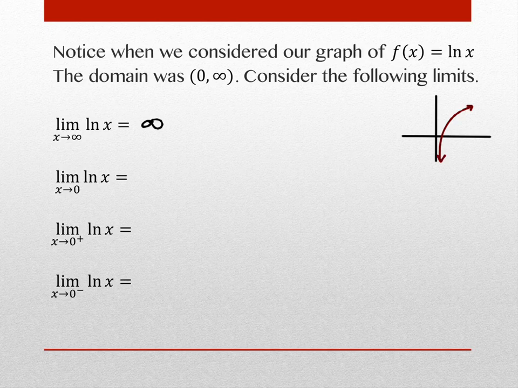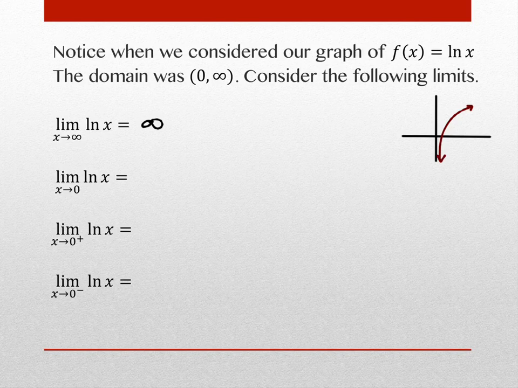Now, when we look at these next three, they're all approaching 0 in different ways, right? The first one says x approaches 0. But if you remember, what that means is it has to approach 0 from the right and from the left. And that's what the third and fourth one are. 0 plus means from the right, from the positive side of the graph. And 0 minus means from the left or the negative side of the graph. So I want to do those two pieces first and then go back up to the one that's just going to 0. All right? So we're going a little bit out of order.